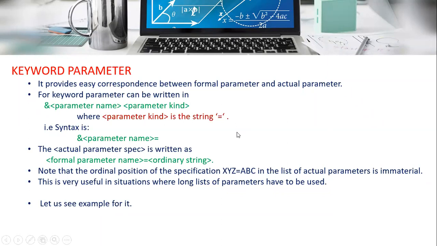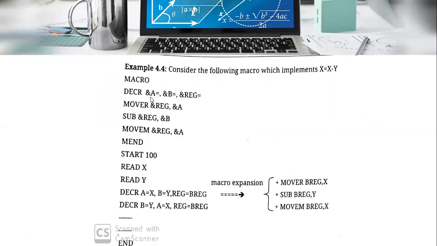Okay, now we can see the example of these two types of parameter. Here we can see decr, decrement the value: x equal to x minus y. We implement this particular example expression. We write this macro named decr, that is, we consider it as a decrement. Now here all the three types of parameters can be given as keyword parameters.